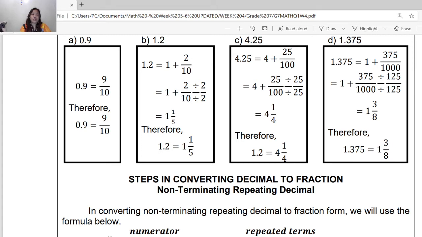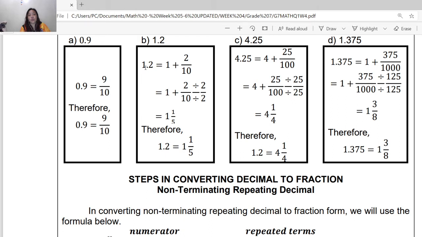Here, in number 1, we have 0.9. The place value of this is tenths, and that is 10 on the denominator. If you consider the first method, you will write 1 here, then you will write here 0.9. You move 1 place to make it a whole number. If you move 1, that will become 9, and you will add 1 zero because you only move one place to the right.